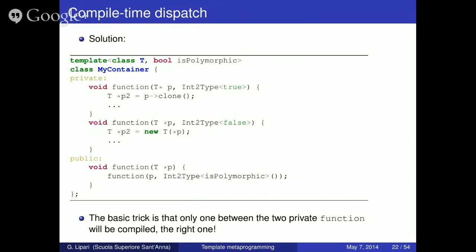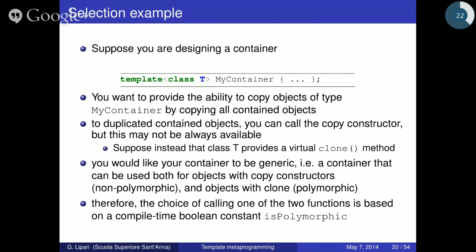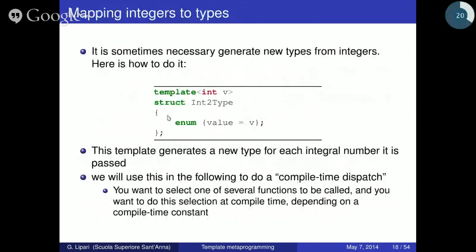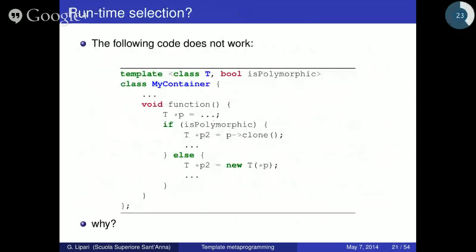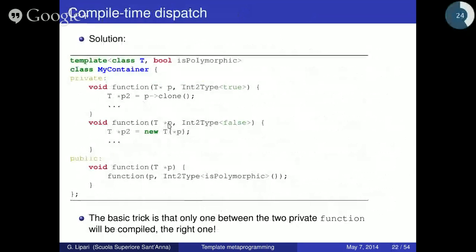Okay? So it's a very complicated trick, if you want, because we are generating strange one-byte types depending on a parameter. We are using the technique of not compiling code that we don't use, and everything works. And it actually solves a real problem, because you cannot write a container class which just copies everything without using this trick.